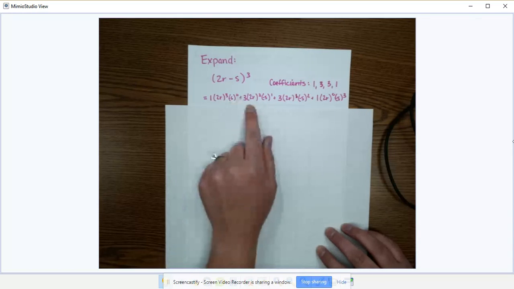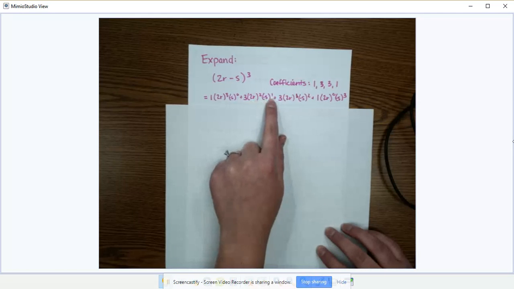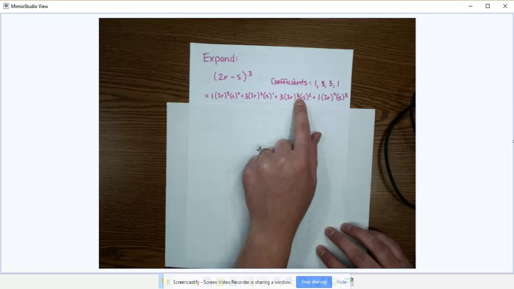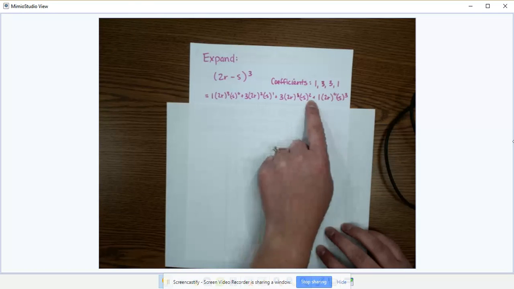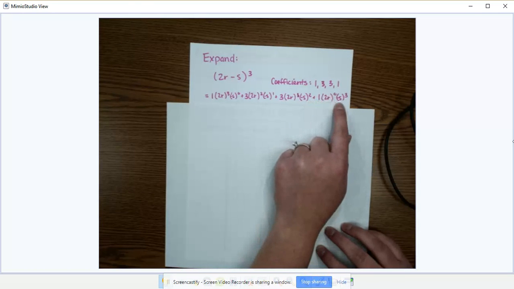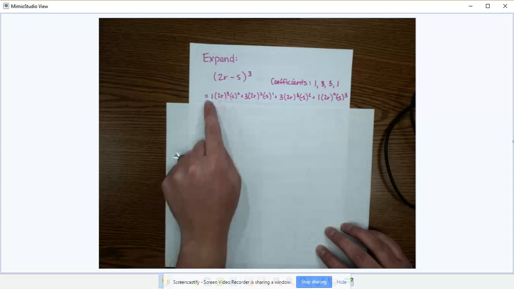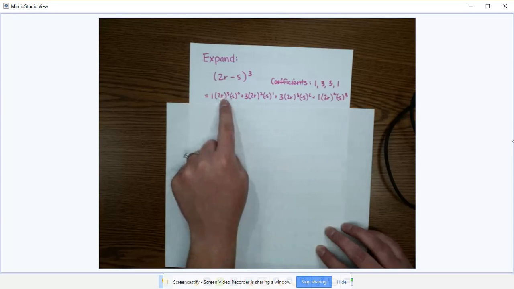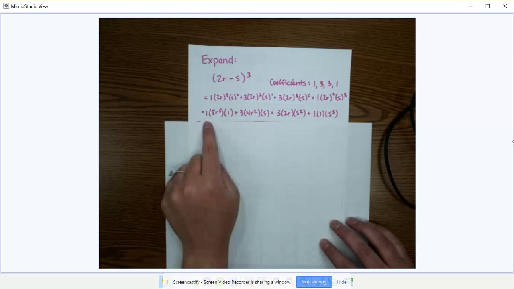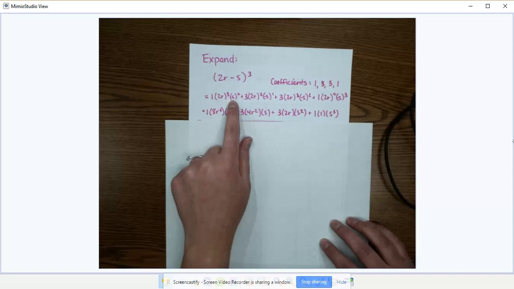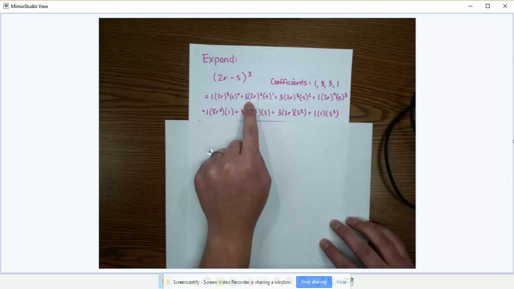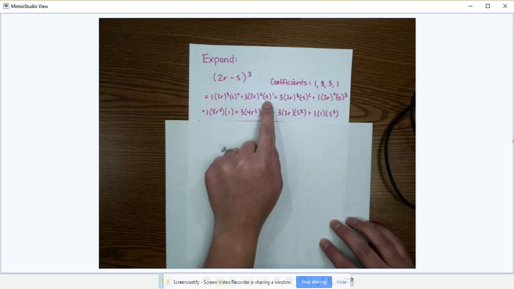Negative s to the 0. Plus 3 times 2r squared, negative s to the first, plus 3 times 2r cubed times negative s squared, plus 1 times 2r to the 0 times negative s cubed. When you go to actually simplify this, because we can't leave our final answer like this, we have to actually cube everything. So you have to cube the 2 and the r. So that becomes 1 times 8r cubed. Anything to the 0 is 1. 3, square the 2 and the r to get 4r squared.